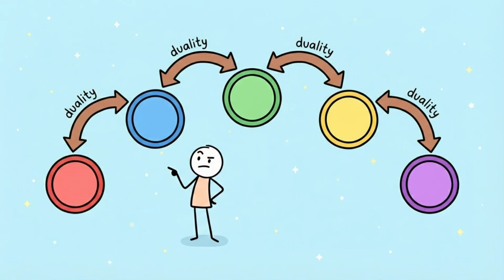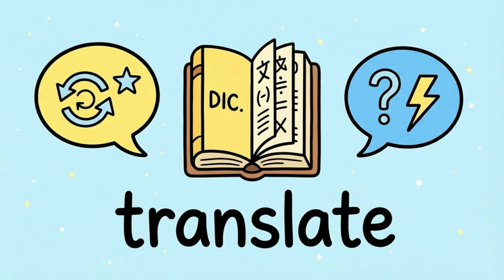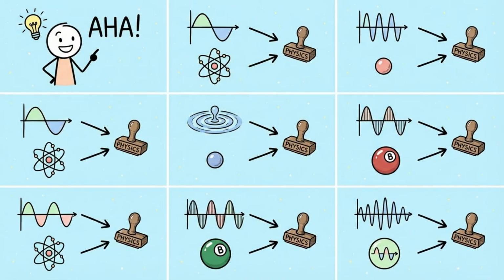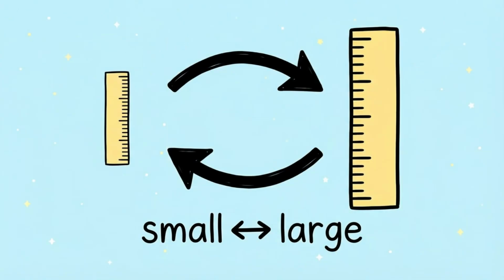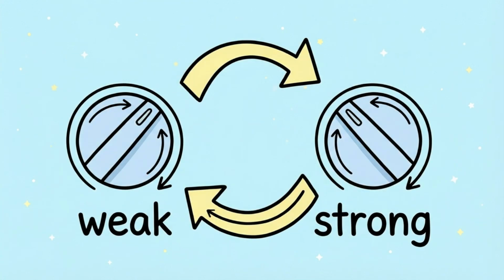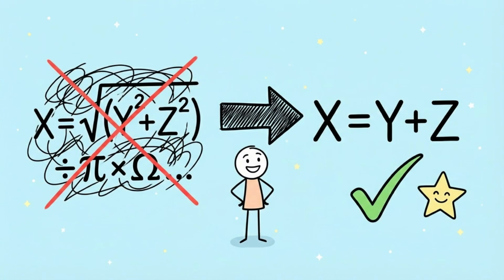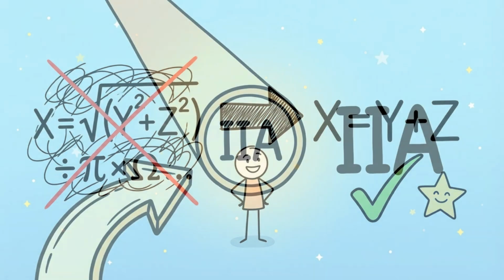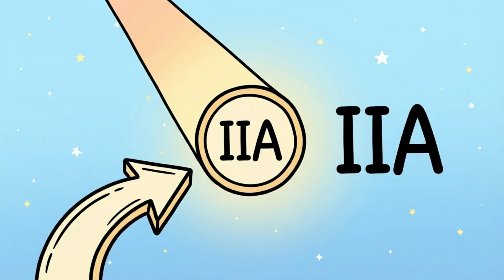Then a surprise. Many of these theories are connected by dualities. A duality is like a translation between 2 descriptions that look different but secretly describe the same physics. Sometimes it swaps small and large length scales. Sometimes it swaps strong coupling and weak coupling, meaning a theory that looks impossible to calculate in one form becomes easier in another. The biggest twist came from type IIA string theory.